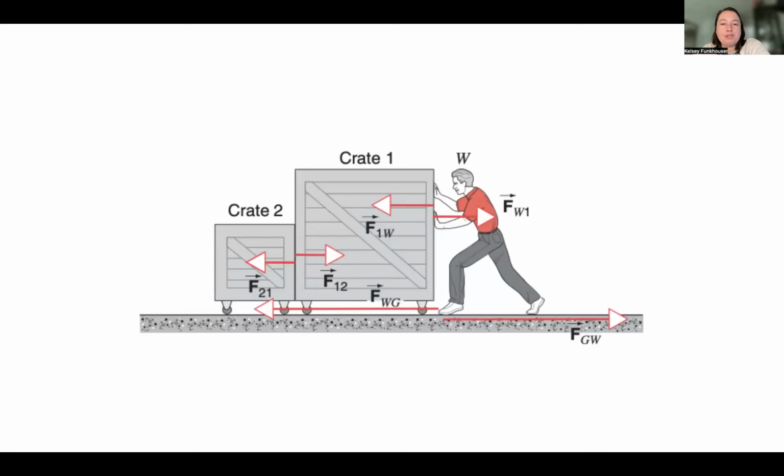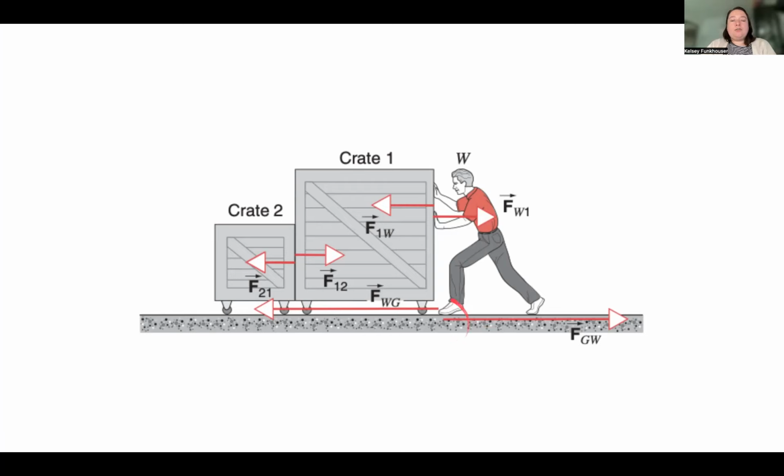Now we have a worker pushing two crates in a row, and we can examine the action-reaction pairs of forces in this situation. First, the worker pushes crate 1. So F1W, the force on the crate from the worker, and the crate pushes back on the worker with an equal and opposite force, FW1, which is the force on the worker from the crate. Then crate 1 pushes on crate 2 with force F21, the force on crate 2 from crate 1. And we have an equal and opposite force, F12, the force on crate 1 from crate 2.